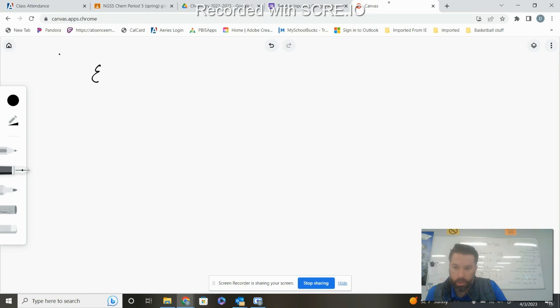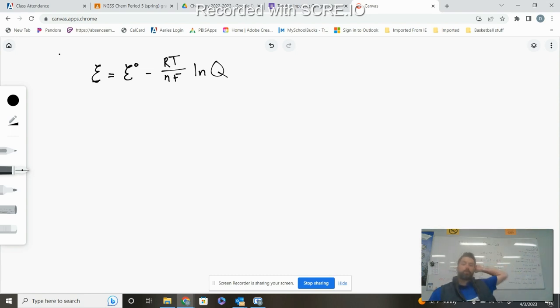So that said your cell potential is equal to your standard cell potential minus RT over NF, and we said ln of Q. So that was the Nernst equation.